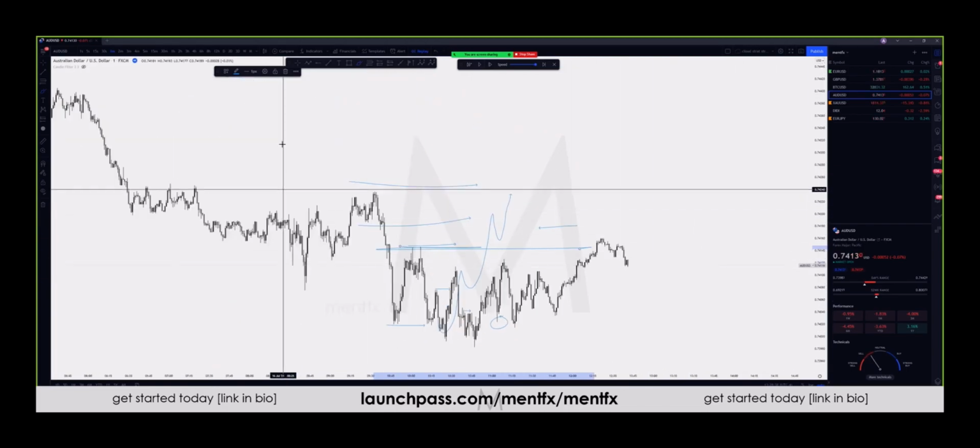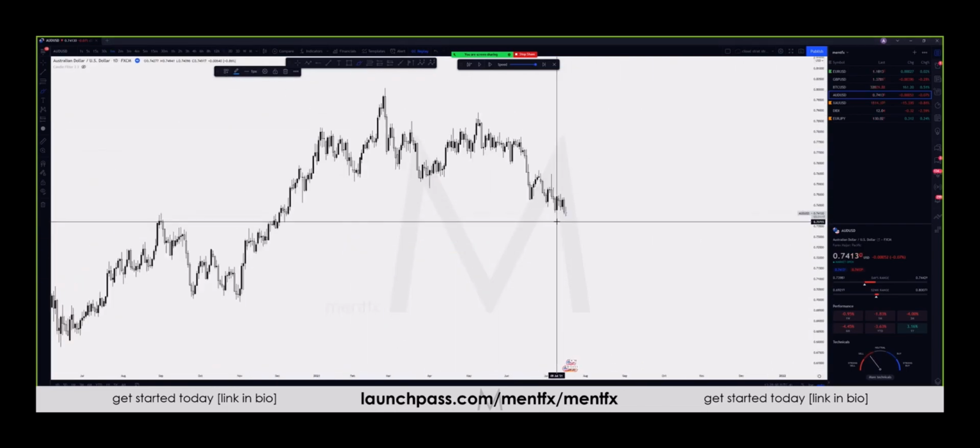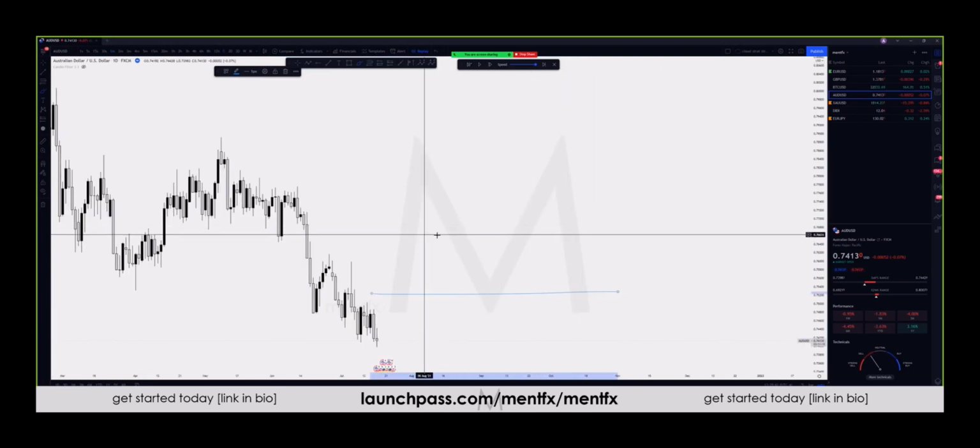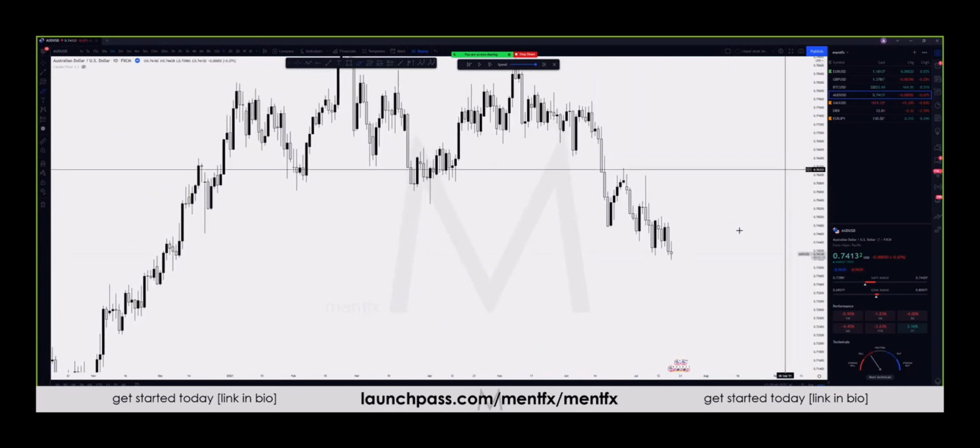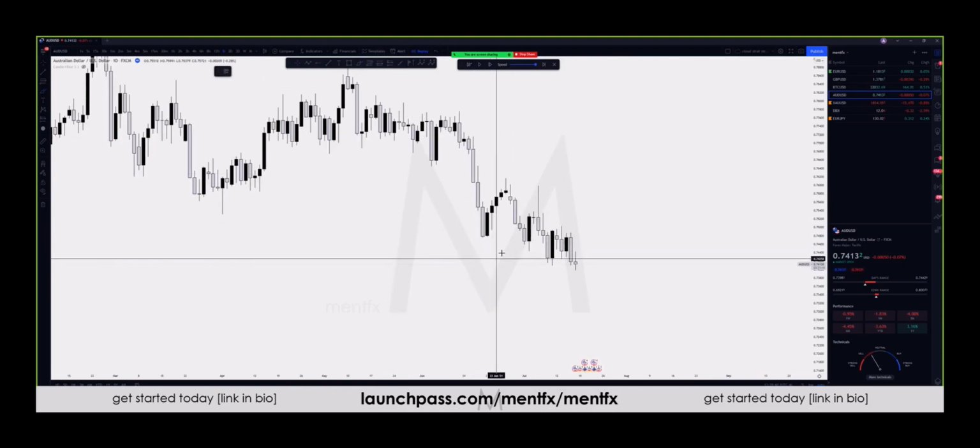Again, there's going to be times where the daily is confusing and you don't know where you are. Just because it travels slower doesn't mean that it's better, right? Like this break of structure happened.